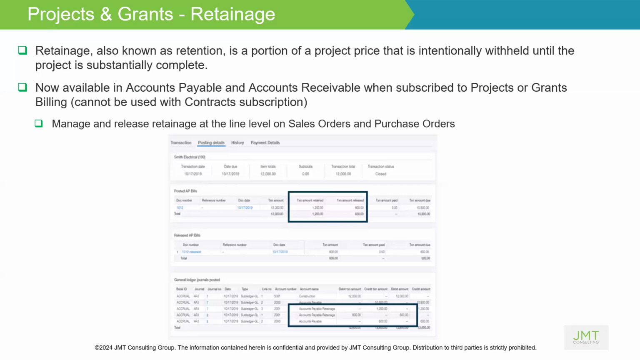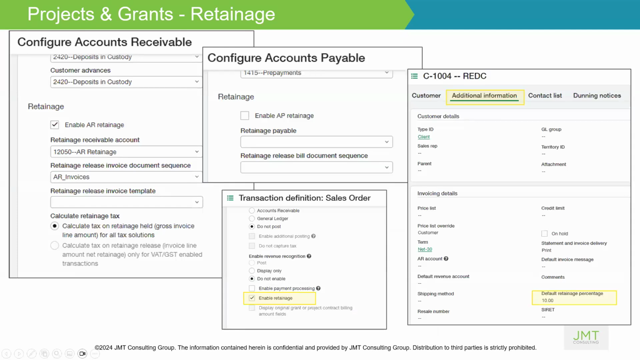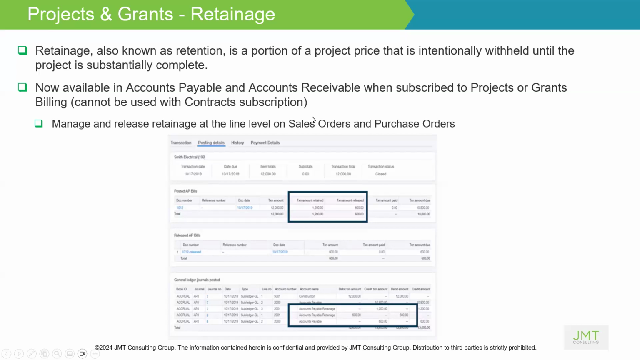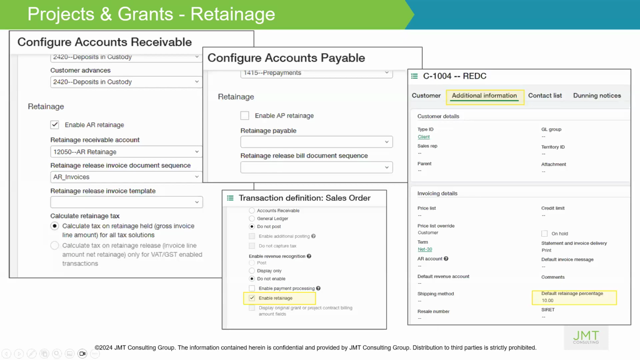Okay. So I just wanted to make note that it's available if you have the billing module, but if you don't, then you won't be able to make use of that functionality. Yes, this is available for projects and grants billing, and it cannot be used if you have a contract subscription. So the feature is available in AP and AR, similar to the reconciliation.